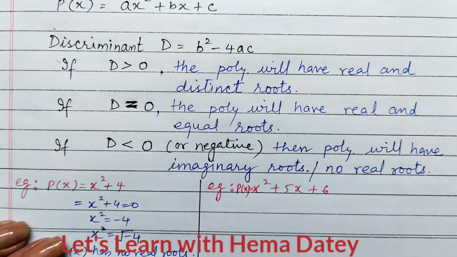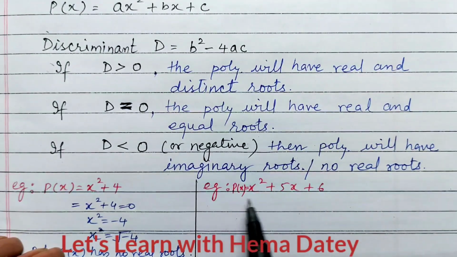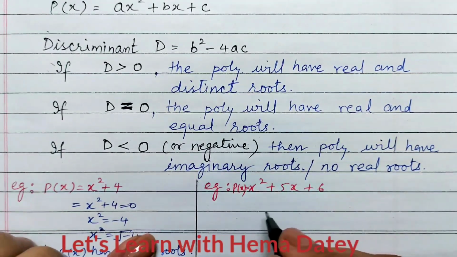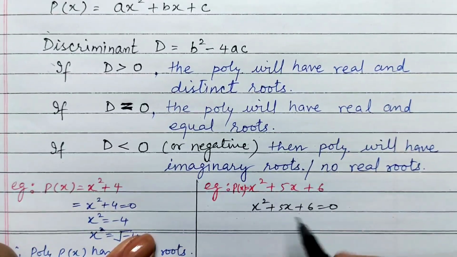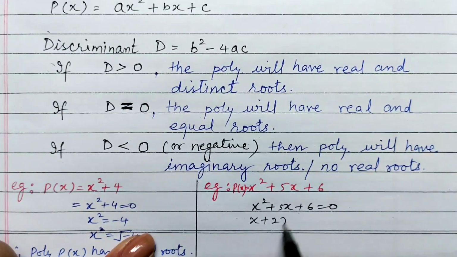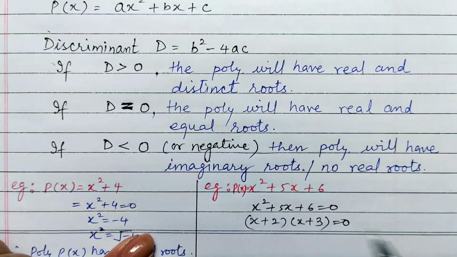Let's find the roots of the polynomial p(x) equals x square plus 5x plus 6. Let's write x square plus 5x plus 6 equals 0. We'll split the middle term. We want two numbers whose product is 6 and whose sum is 5. So the numbers are 2 and 3. 2 into 3 is 6 and 2 plus 3 is 5.